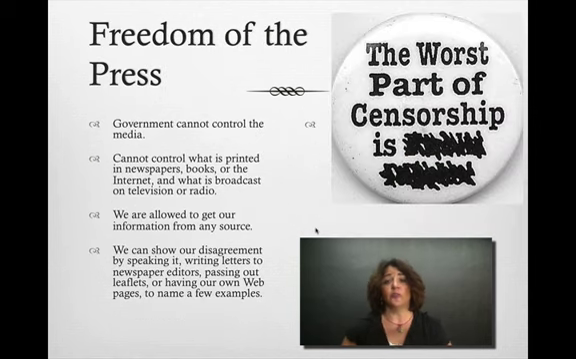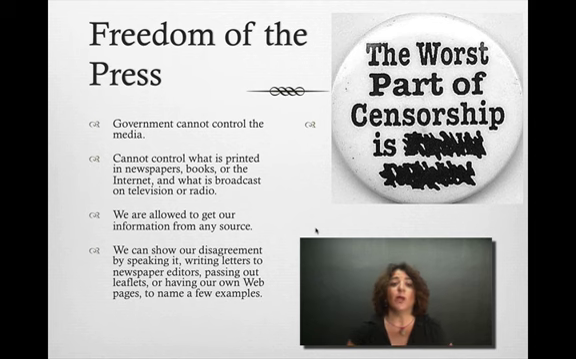Now here's the big one for us, freedom of the press, and this basically says, and it's important we know what it says and what it doesn't say, that the government cannot control the media. It can't control what's printed in newspapers or books or the internet or what's broadcast on television or radio. We're allowed to get our information from any source, and you're certainly seeing a lot of that now, but we do certainly have some control.